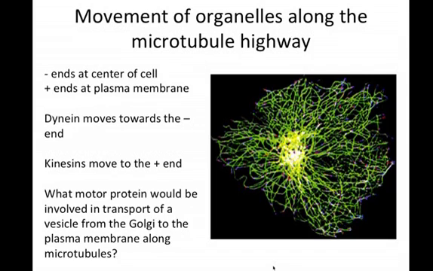You can think of the movement of your organelles along the microtubule highway. Your minus ends are at the center of the cell, and your plus ends are at your plasma membrane. We kind of talked about this. I definitely want you to think in this big picture way as you're studying for the exam. What motor protein would be involved in transport of this or that? If you understand where your minus ends and plus ends are and which direction each motor protein walks, you should have no problem associating that with cell processes.